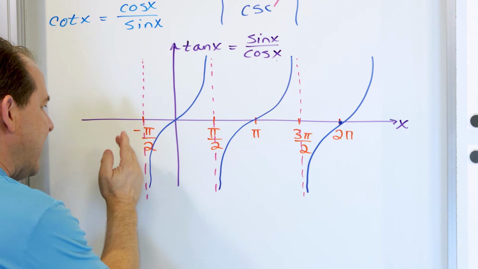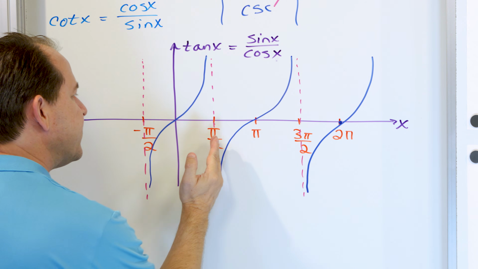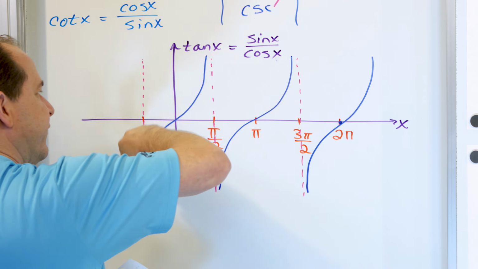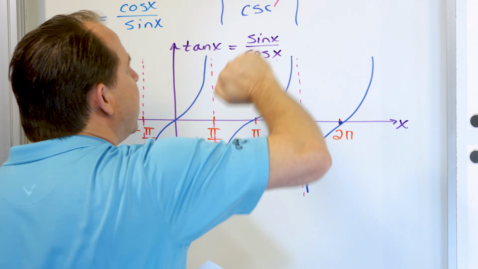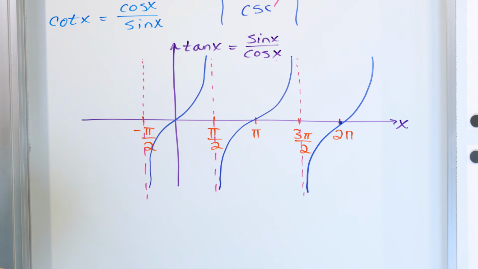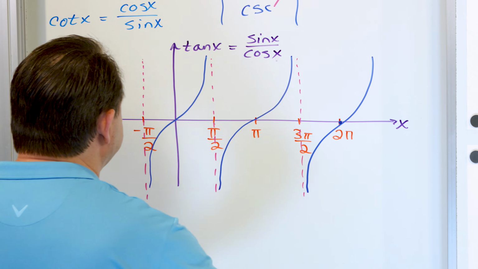So you start at negative pi over 2, you mark your next one at pi over 2, and then you just keep marking after that, and then you just go down, up, down, up, down, up. That's what a tangent function looks like. That's what I want you to do when you sketch it yourself.